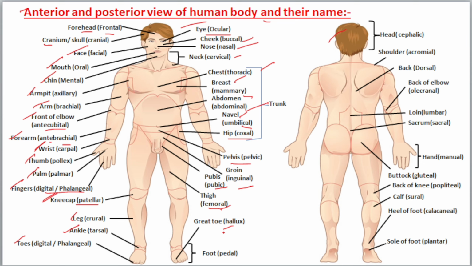Great toe, hallux region. Then posterior view, head portion is called cephalic, shoulder is called acromial, back is dorsal, back of elbow olecranal, loin is called lumbar, sacrum bone is called the sacral, where the sacral vertebrae are present. Hand portion is called the manual, buttock portion is called the gluteal, back of the knee is called popliteal, calf or back of the leg is called sural, heel of the foot calcaneal, sole of the foot is called plantar. So these all are the terms of the body parts that we use in anatomy.